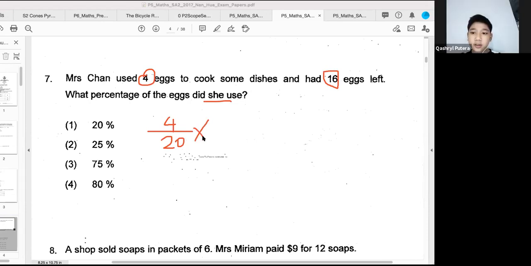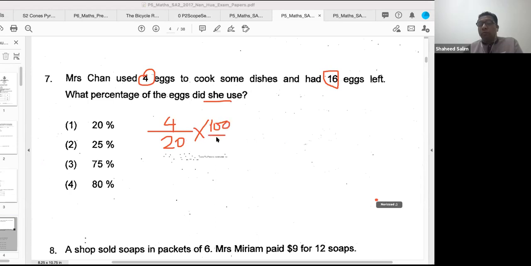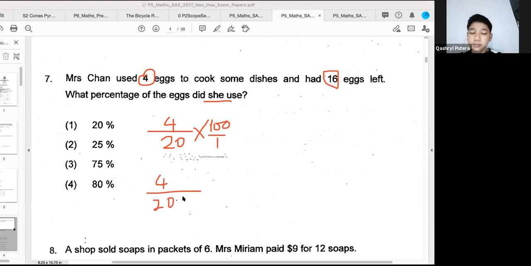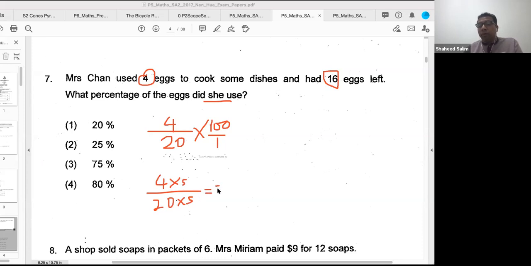3 times 5. Then on top also can times 5. Yes, okay. So there's Putra's side. Putra gave method number 2. You want to change to percentage, you times it by 5 to make 100. Times it by 5. Possible. Then you get 20 over 100. 20 over 100 is 20%.